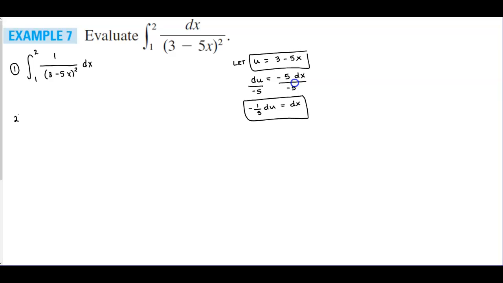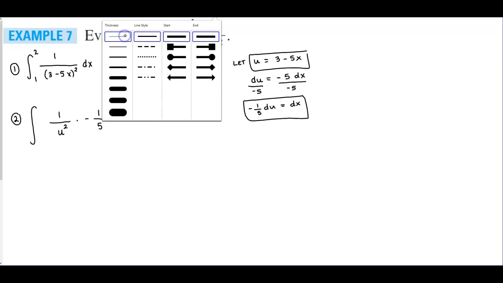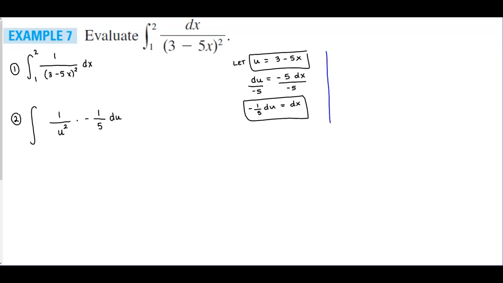Okay, so we know that we have the first part, which is going to be 1 over u squared, and we know that dx is going to equal negative 1/5 du. Now what we need to do is change our upper and lower limits. So we know that our lower limit is 1, so we're going to let x equal 1, and plug it into what u is equal to. So u is equal to 3 minus 5 times 1, which gives us negative 2. So therefore, this becomes negative 2.